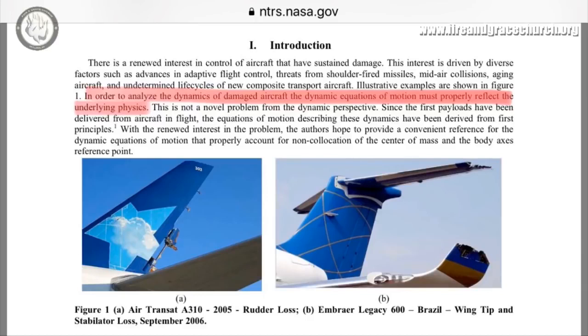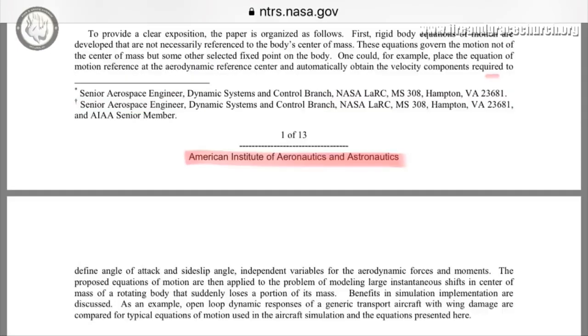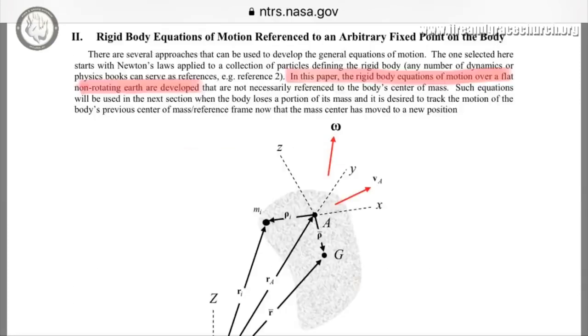Physics. People say, you don't understand physics. Okay, well, these people do. All right. Who are we talking about here? The American Institute of Aeronautics and Astronautics.